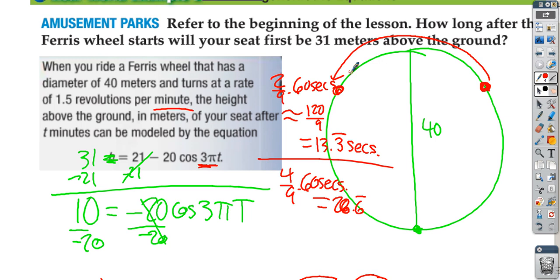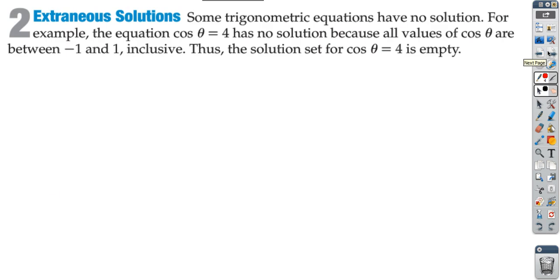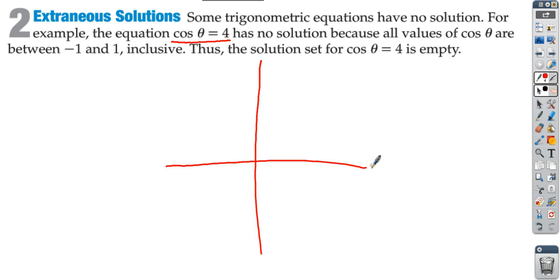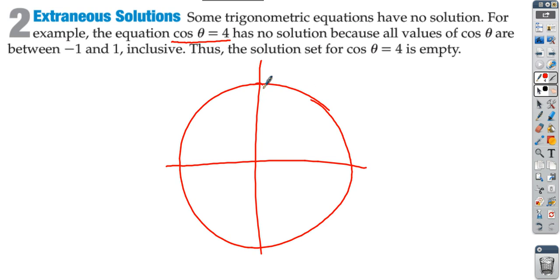Alright, the last part I want to show you is just a couple more of those methods that we haven't talked about. So some trig equations don't actually have a solution. Here would be an example, cosine equals 4. Why does that not have a solution? Because on a unit circle, notice that these 4 points show us the maximum and the minimum values of sine and cosine. So that point is 1, 0.